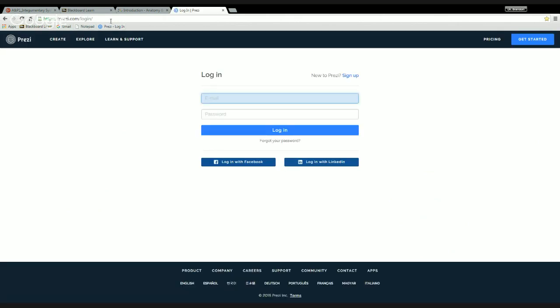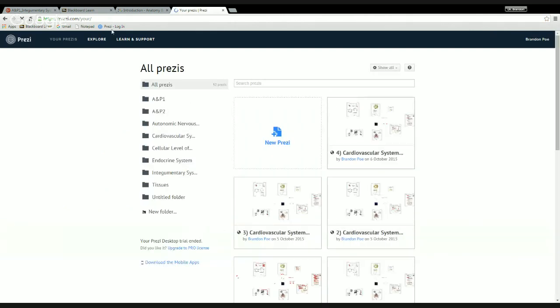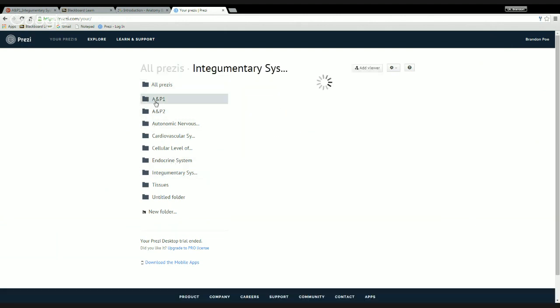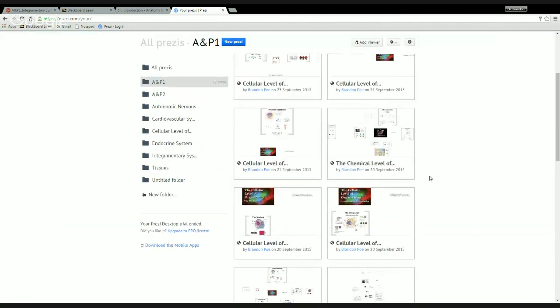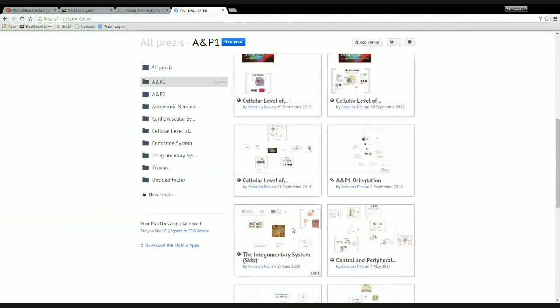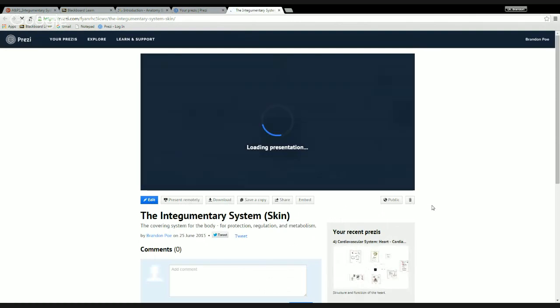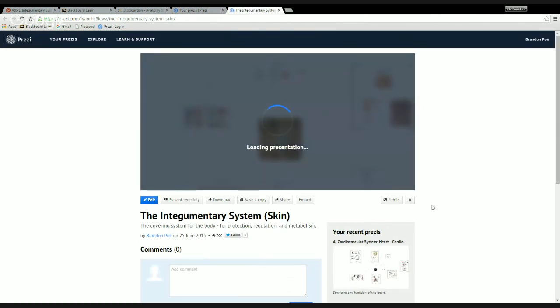Okay, now here's where it gets kind of weird. I don't always remember my login for this. Oh, I got a new one. Yay. Okay. Do I have anything here? Okay. So I want to pull up the presentation on the skin just to highlight a few things.